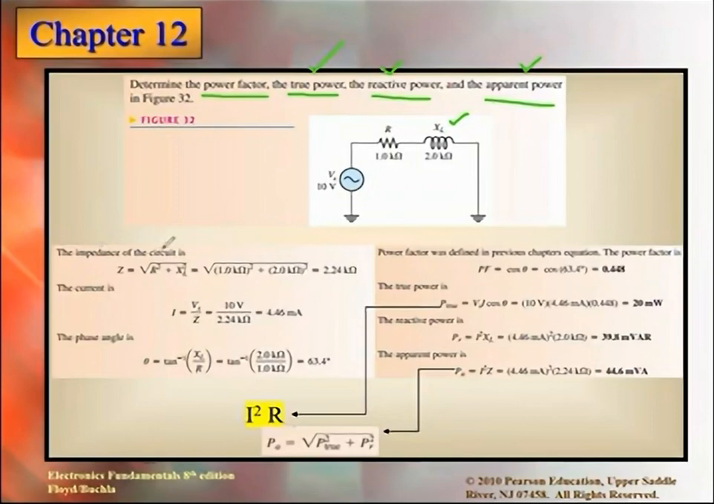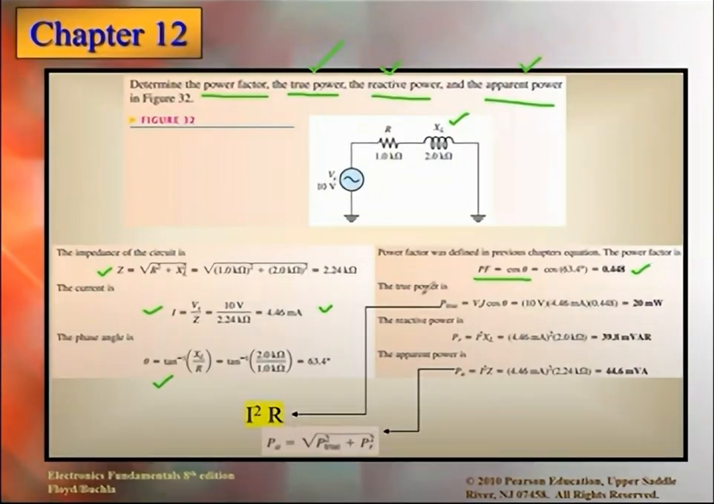The impedance of the circuit, because it is a series circuit, girls, I can calculate the impedance this way. Then I can calculate the current, Vs over Z. Then I can say theta is equal to XL over R. Why am I using XL over R? Because the circuit is series. That's why. Okay. Now the power factor formula is cos theta. So I will put in the theta value and calculate it here: 0.448.